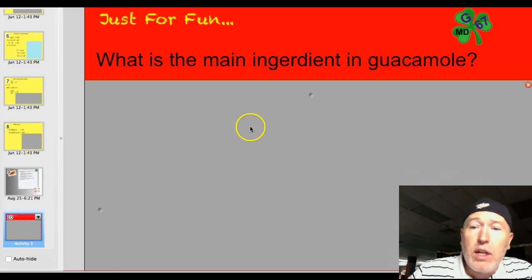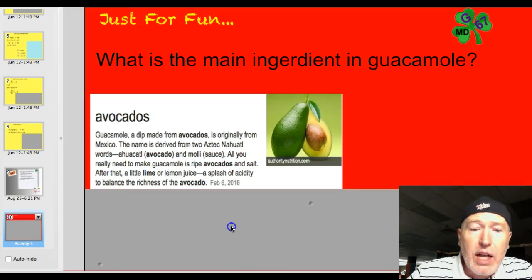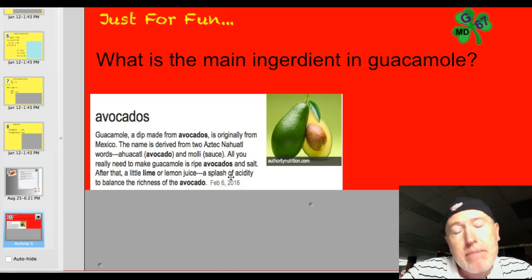All right, our just for fun question. What is the main ingredient in guacamole? I think you probably knew it was the avocado. And actually, they said all you really need here is a little salt and then a little lime juice for acidity. I did not know that. I thought there was probably more things in there.